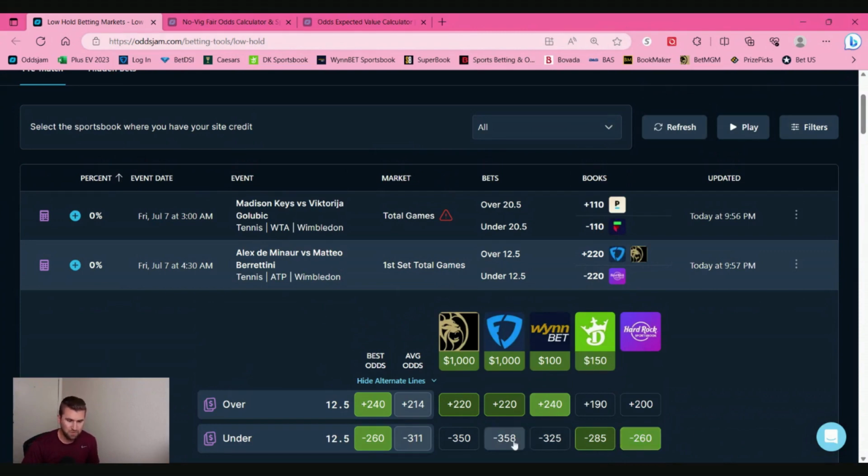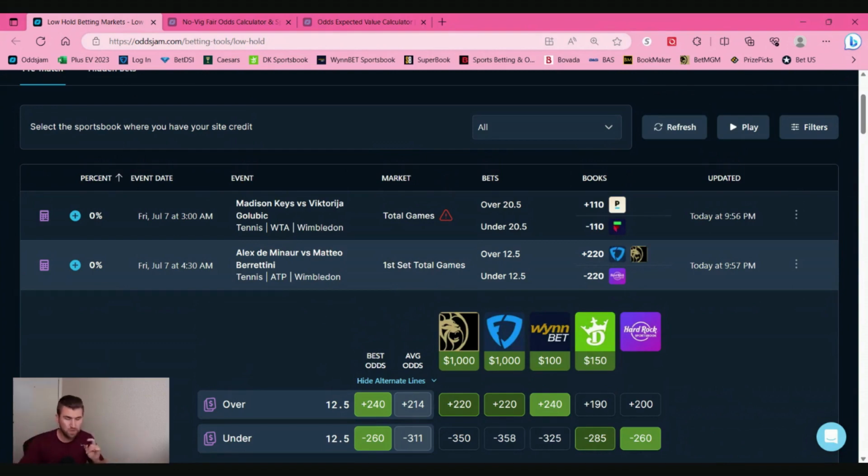Because if all you had was a FanDuel account, you're getting this at minus 358. You can get this at minus 260 at Hard Rock, which means to make $100, all you have to do is put up $260 on Hard Rock, but at FanDuel you'd have to put up $358, and that's a really big difference.